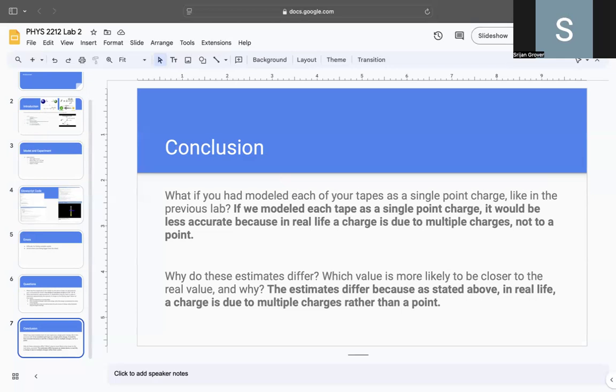What value would be closer to the real value and why? Well, as stated above, the estimates differ because a charge is due to multiple charges rather than a point. So the line of charges would be a more accurate model.